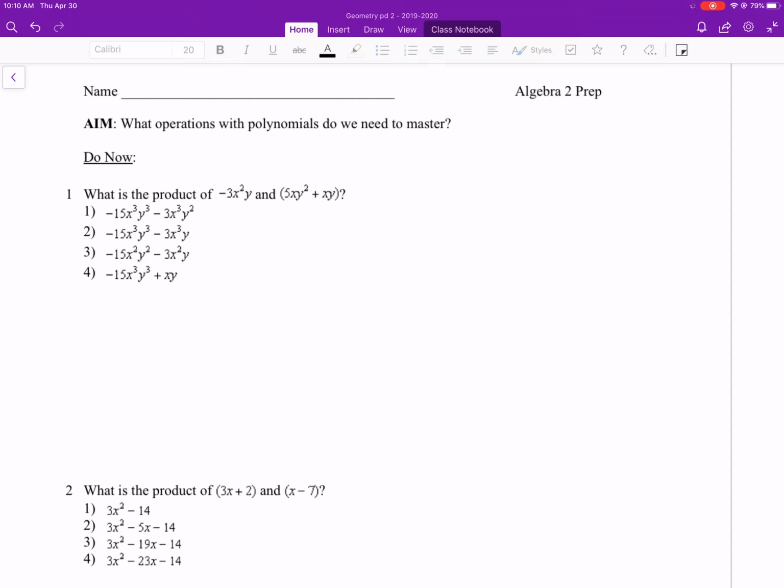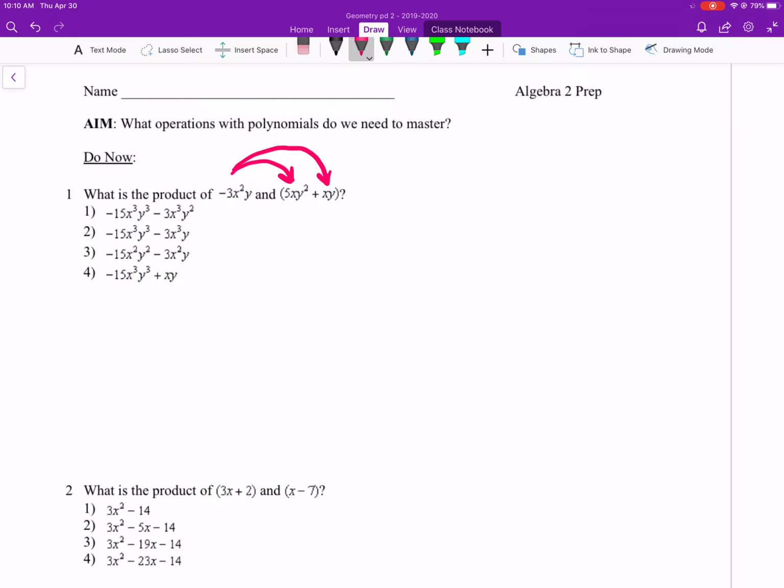What is the product of negative 3x squared y and 5xy squared plus xy? Now this negative 3x squared y is a monomial, it's one term, times a binomial. The second expression is two terms. So really when it's a monomial times something, it's just product, multiplication. It's just the distributive property.